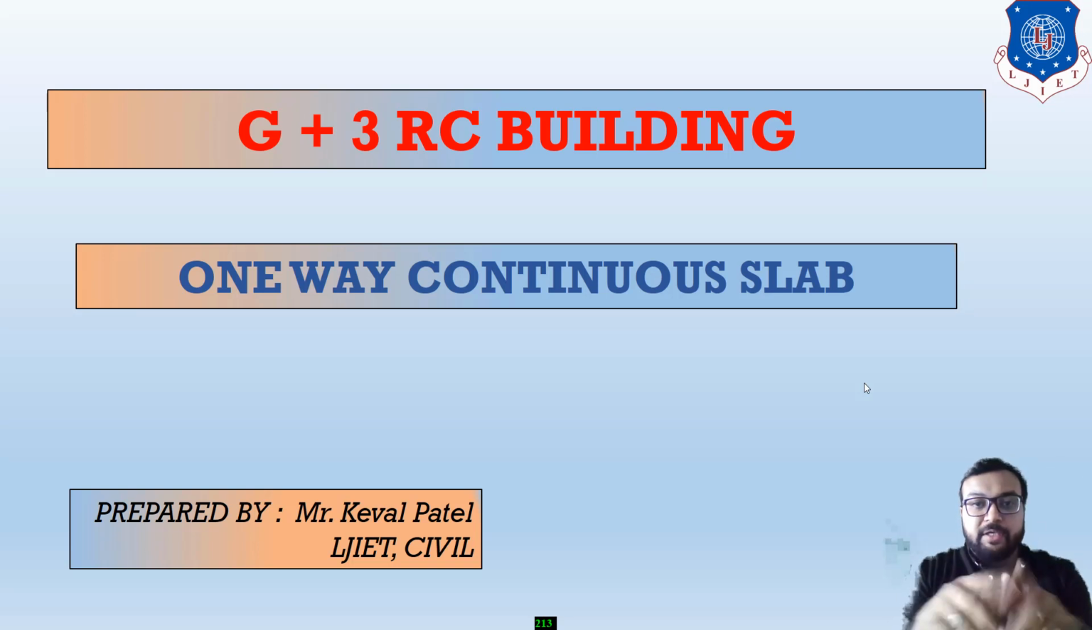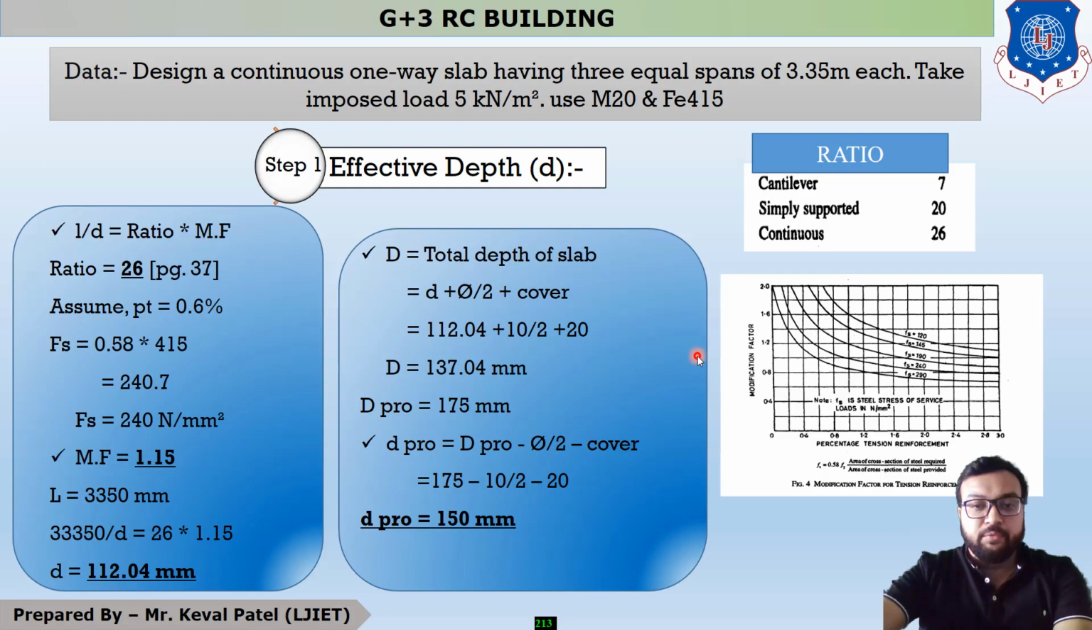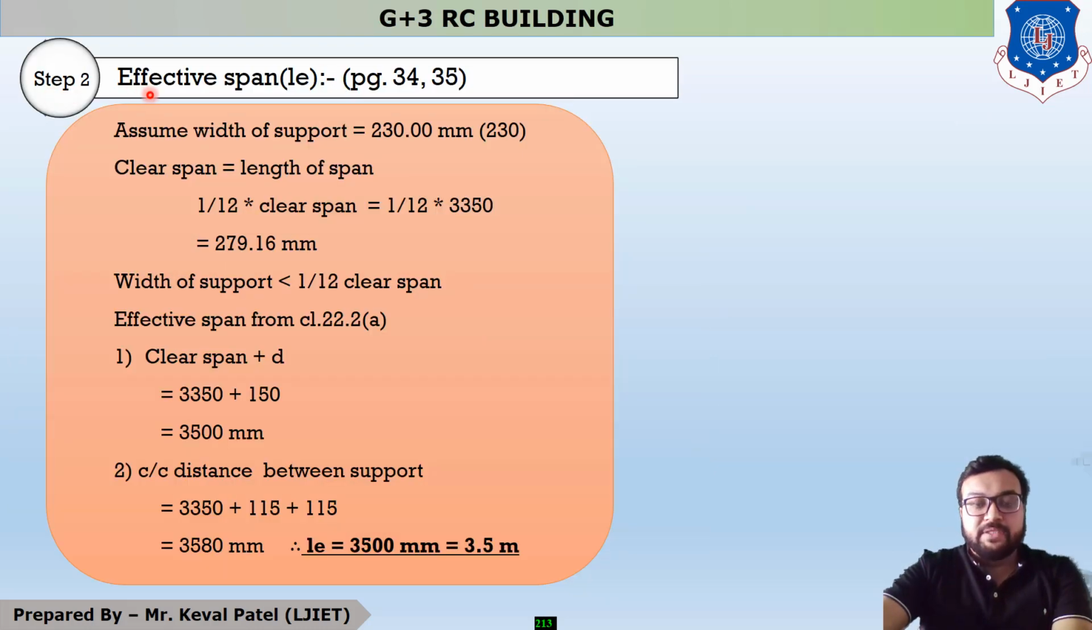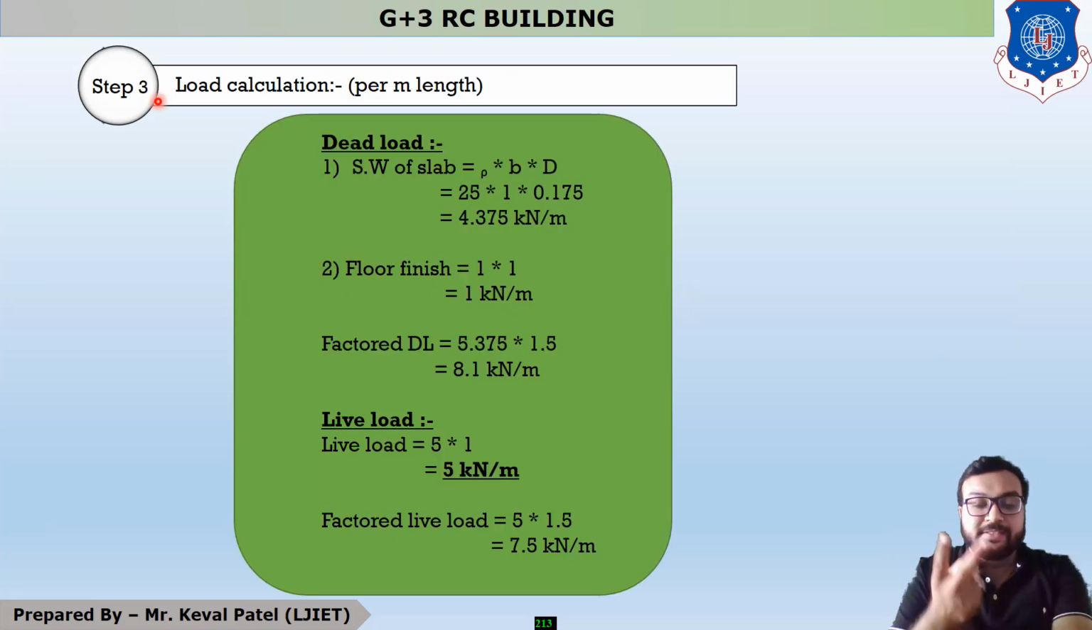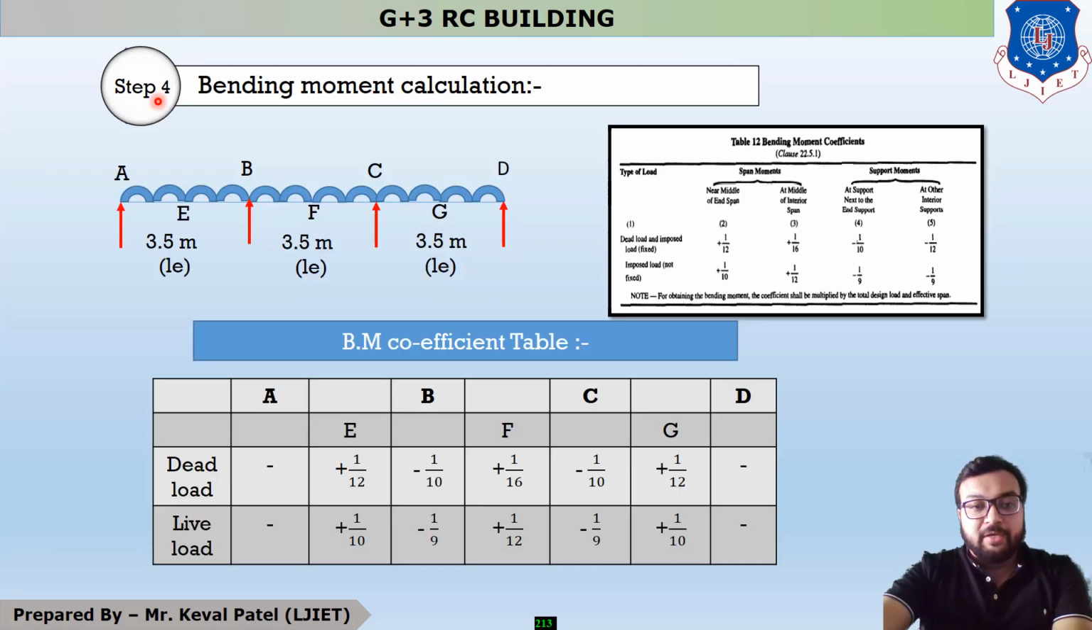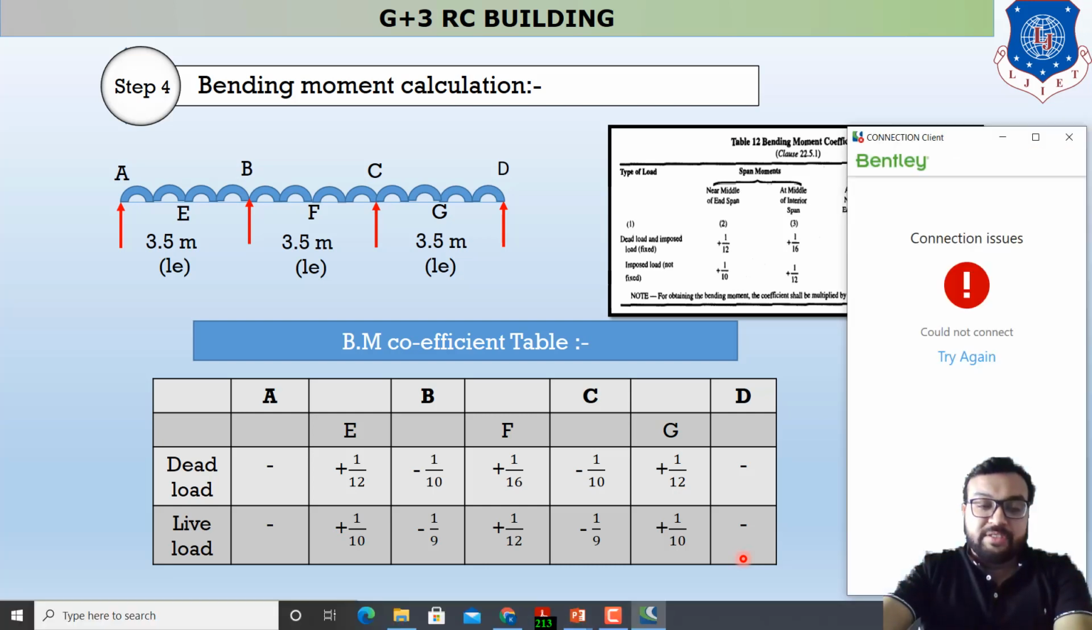So students, in the first lecture we covered step number 1, which is the effective depth, and step number 2, which is the effective span. These two steps were covered in our first lecture of the example. In the last lecture, we covered the next two steps, which are the load calculation and moment calculation. But in moment calculation, we covered the example only up to bending moment coefficients. So now we are moving further to the last lecture of this example.